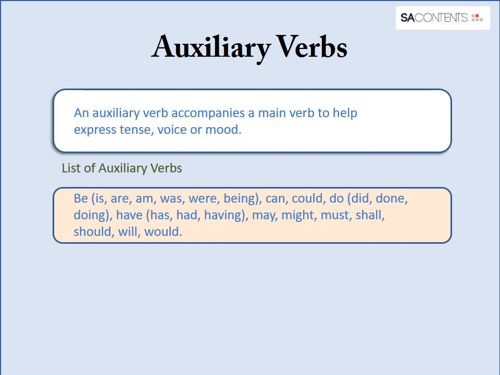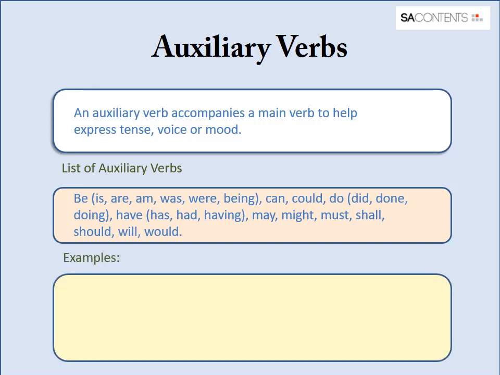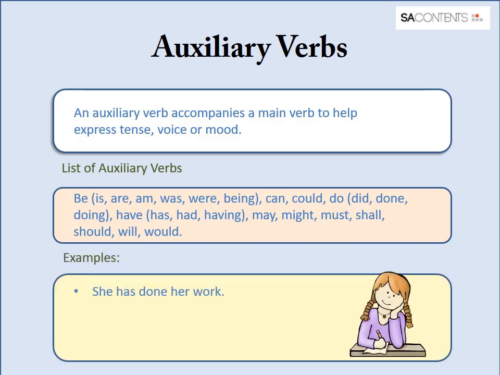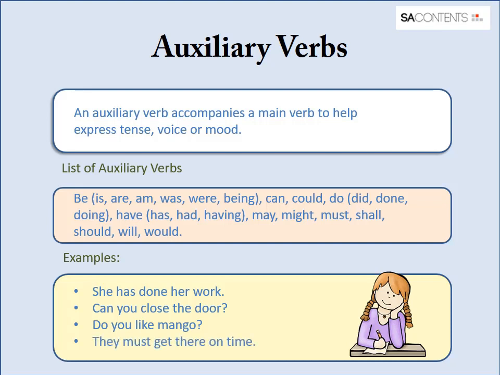Let's take a few examples. She has done her work. So the verb here is has, which is an auxiliary verb. Can you close the door? Now here, the auxiliary verb is can. Do you like mango? Here the auxiliary verb is do. They must get there on time. Here in this statement, must is an auxiliary verb.